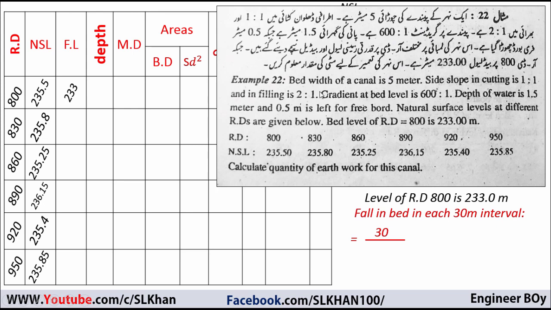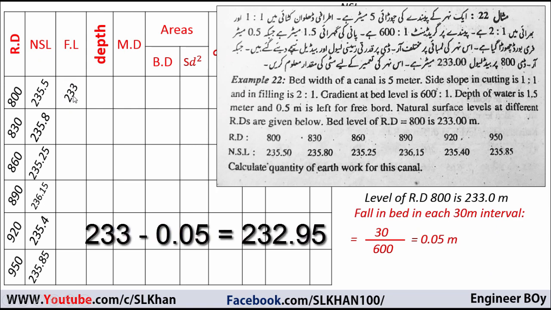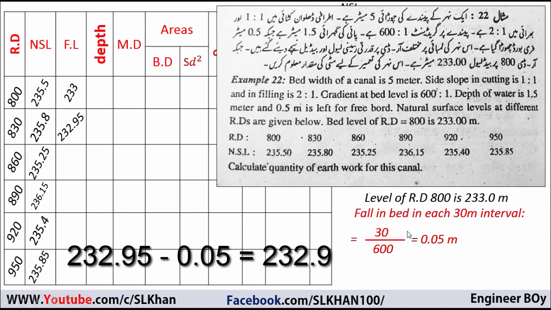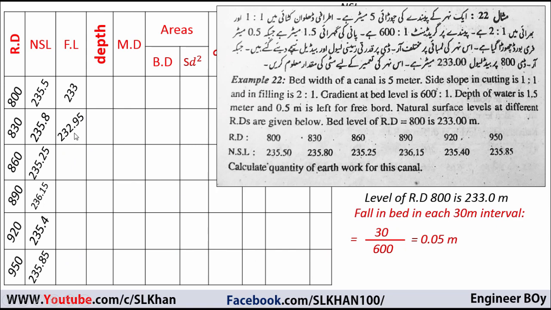The gradient at bed level is 1 in 600, as a ratio. So it is the slope of the bed, and I'm going to divide the interval by it, and we get the fall in bed in each 30-meter interval equal to 0.05 meters. Now we can calculate the FL of each RD by subtracting this fall from the first FL: 233 minus 0.05 gives 232.95. Again we subtract this fall from the new formation level, and so we get all the formation levels for the remaining RDs like that.